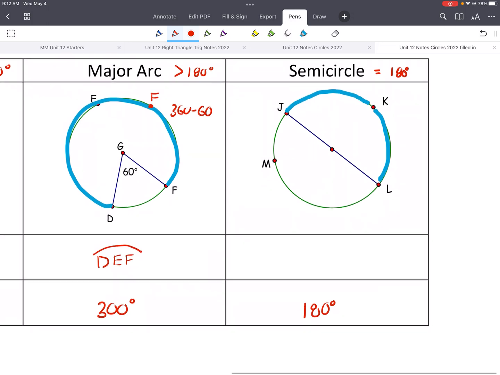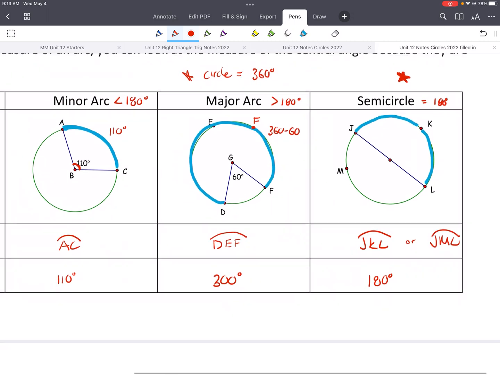So anyways, we want to write down this semicircle. Again, for a semicircle, you're going to need to write down 3 letters because we could also define the other semicircle that's not shaded blue. So here we would do JKL, all right? We can't just do JL, because we wouldn't know which side of the semicircle. So we could write that one, or we could also do JML. Okay, so those are the three types of arcs.